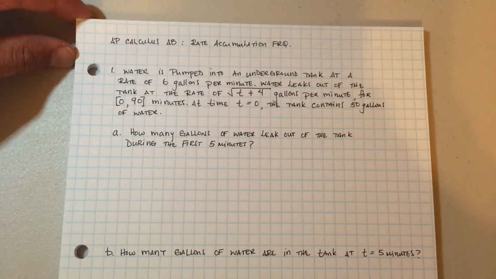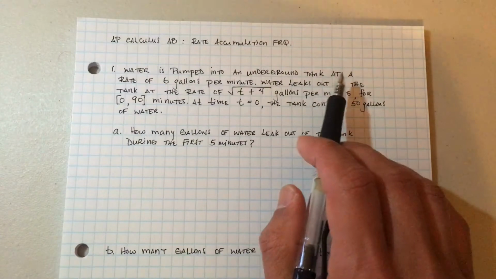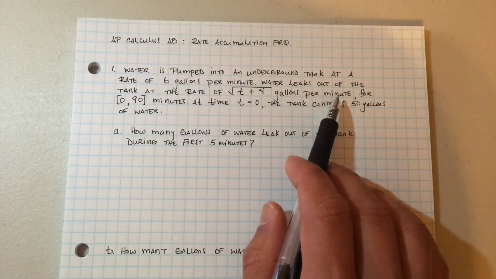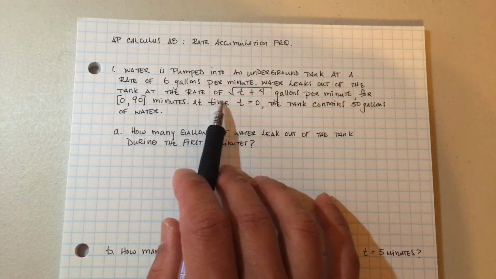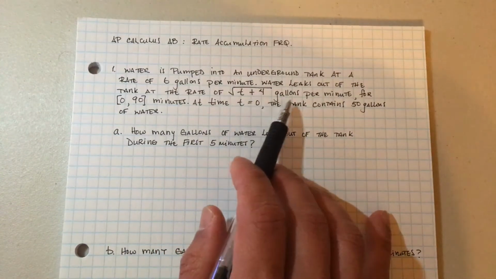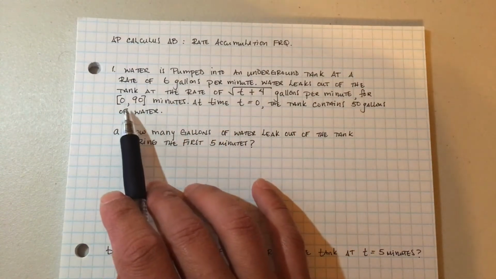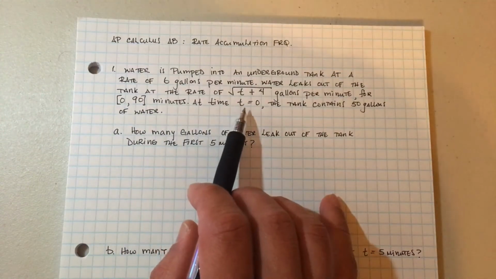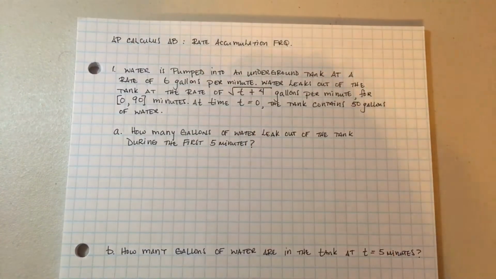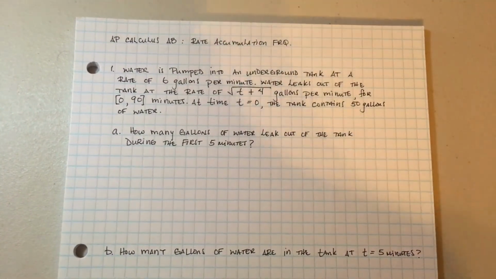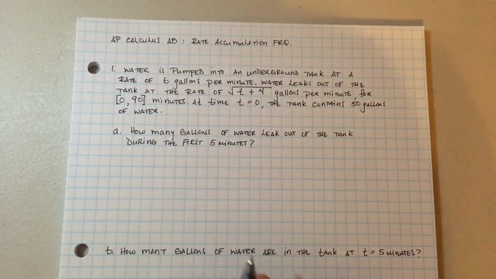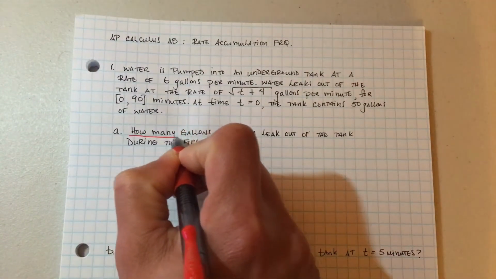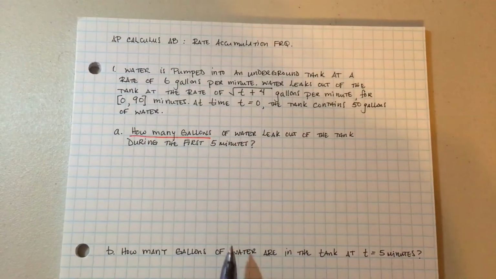You have water that's being pumped into an underground tank at a rate of 6 gallons per minute. Water leaks out of the tank at a rate of square root of t plus 4 gallons per minute for the time interval between 0 and 90 minutes. At time t equals 0, the tank contains 50 gallons of water. Look at this carefully, because it's written here how it's going to tell you what to do. How many gallons of water leaked out of the tank?